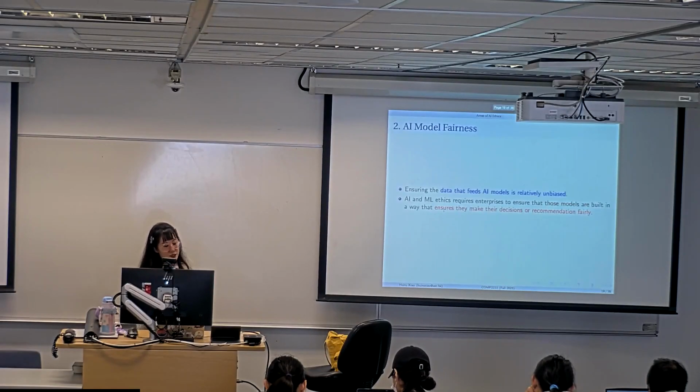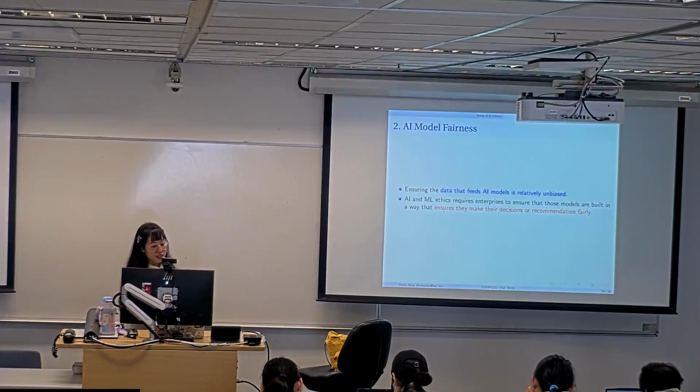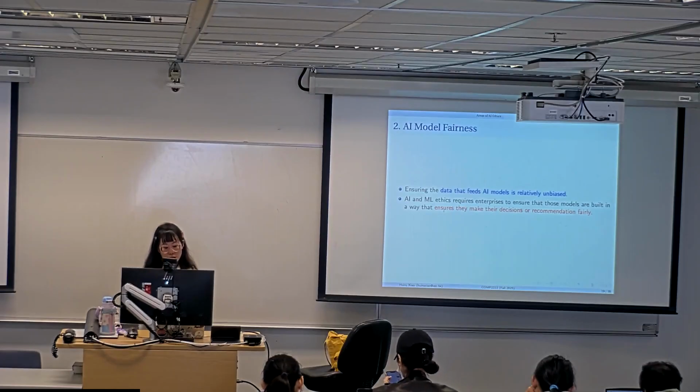Then the second area is about AI model fairness. After we ensure the data that feeds into the AI model is relatively unbiased, we still need to control the model itself. AI and machine learning ethics require enterprises to ensure that those models are built in a way that ensures they make their decisions or recommendations fairly. We don't want the AI model to show discrimination against any groups of people.